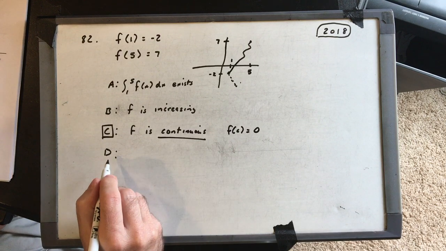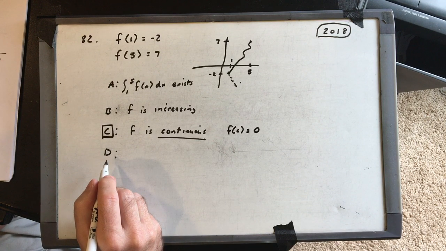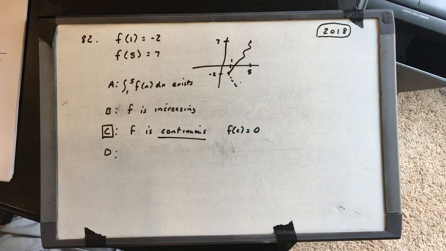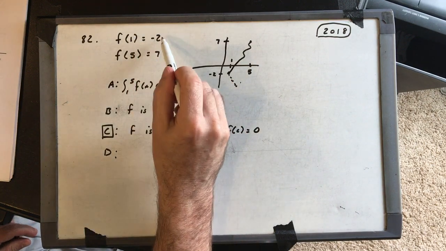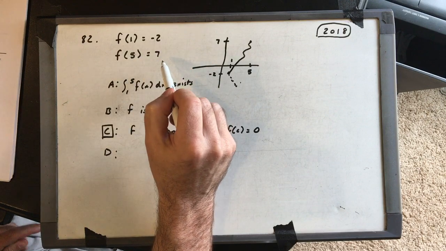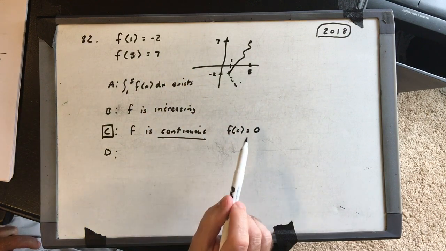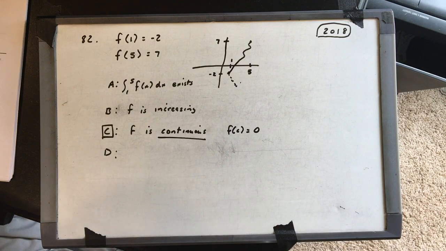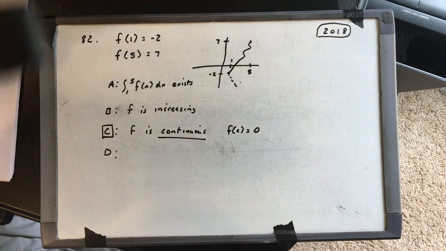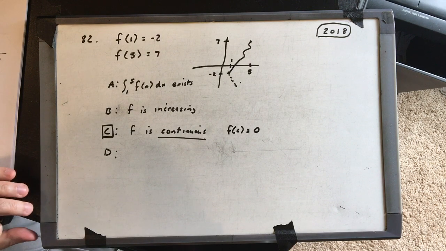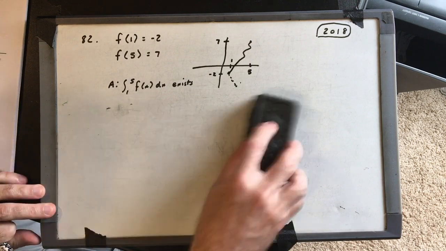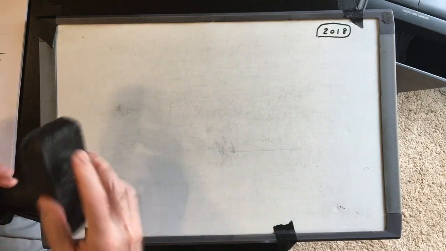Part D, f is defined. I mean, you could have holes along the way, so it's not guaranteed. Just because you have f of 1 is -2 and f of 5 is 7 doesn't mean that you're guaranteed to not have holes along the way. So the answer to 82 is C. We can do one more and then I'll stop this video.